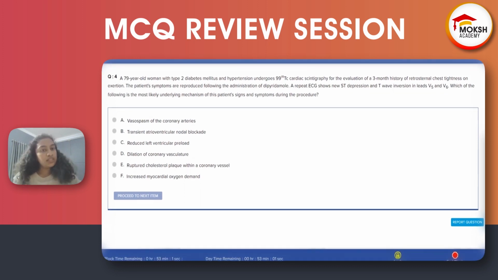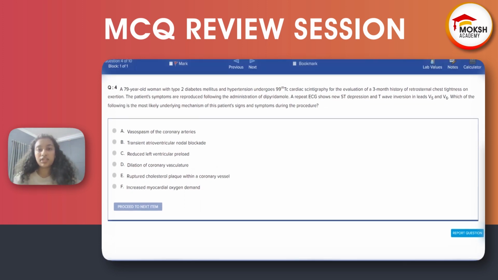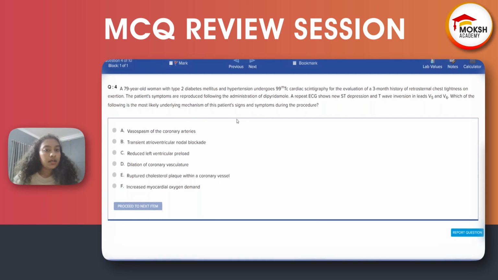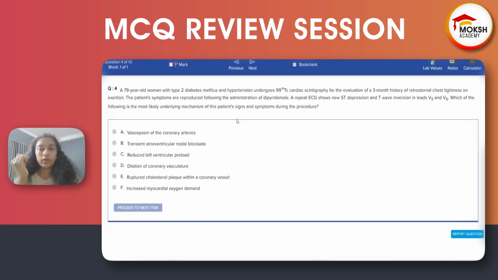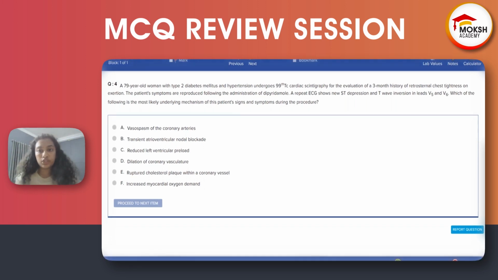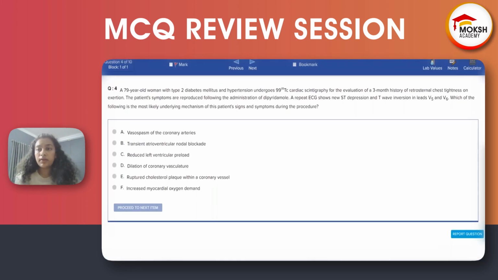The patient's symptoms are reproduced following the administration of dipyridamole. Repeat ECG shows new ST depression and T wave inversion in leads V5 to V6. Which of the following is the mechanism of this patient's signs and symptoms during the procedure?